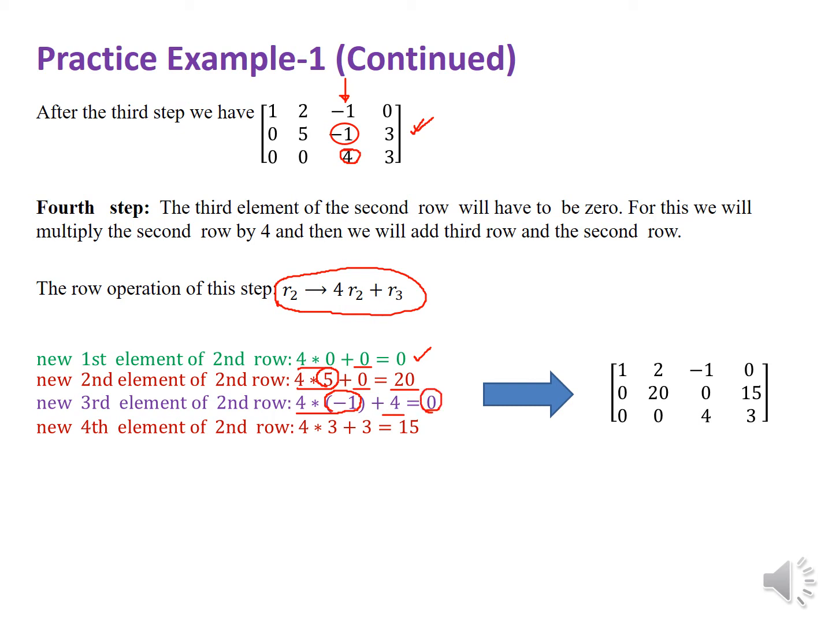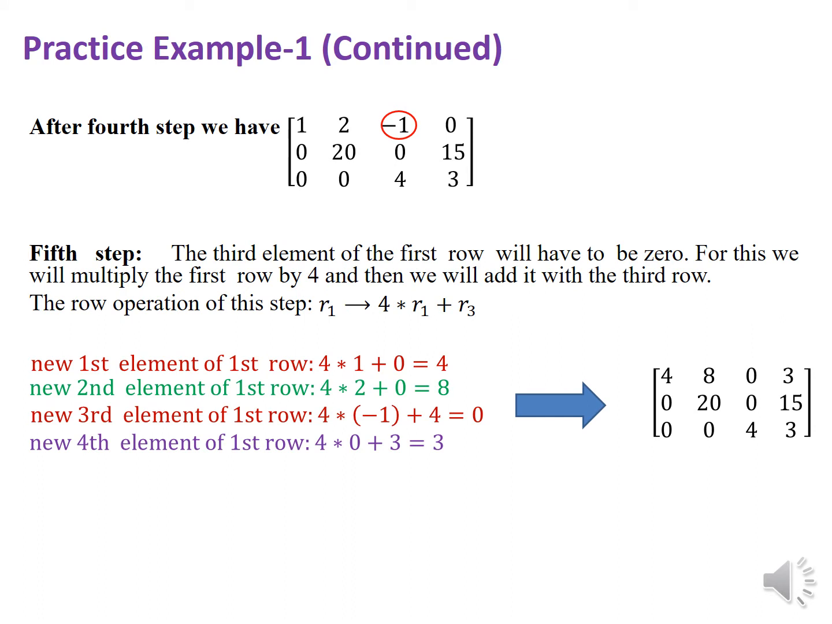New fourth element of second row will be 4 into fourth element of second row, which is 3, plus fourth element of third row, which is 3. So after calculation we will get 15. So the new second row will be 0, 20, 0 and 15. So after the fourth step, the matrix is this.